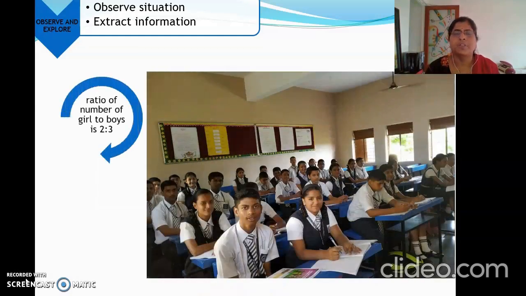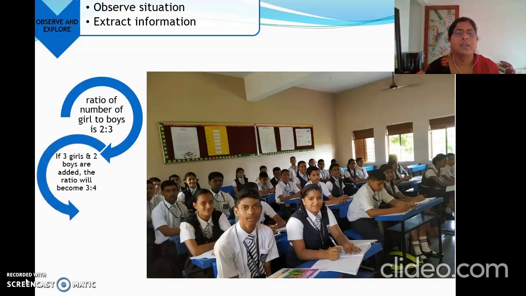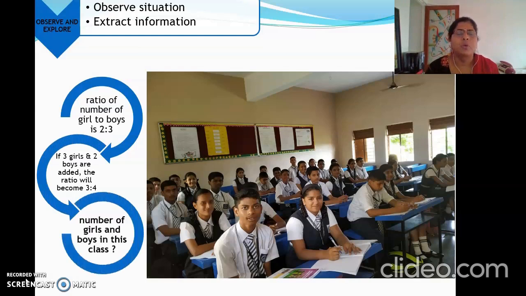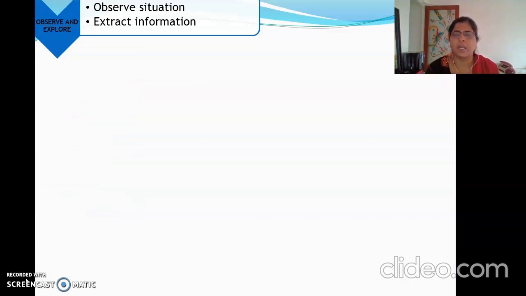In this picture, we can see some boys and girls sitting in the class. If we know the ratio of girls to boys is 2:3, and if 3 girls and 2 boys are added, the ratio will become 3:4. What is the number of girls and boys in the class?